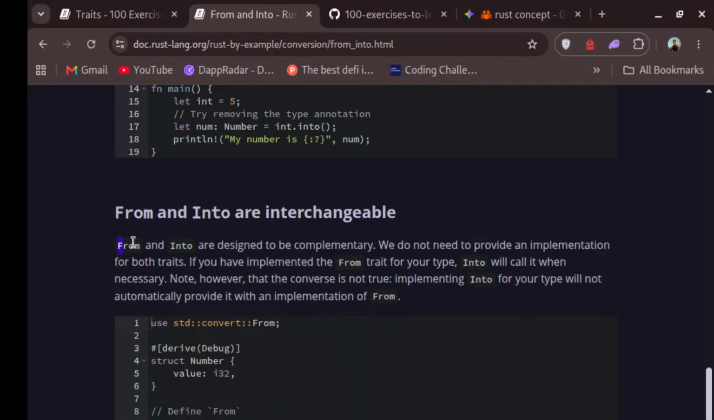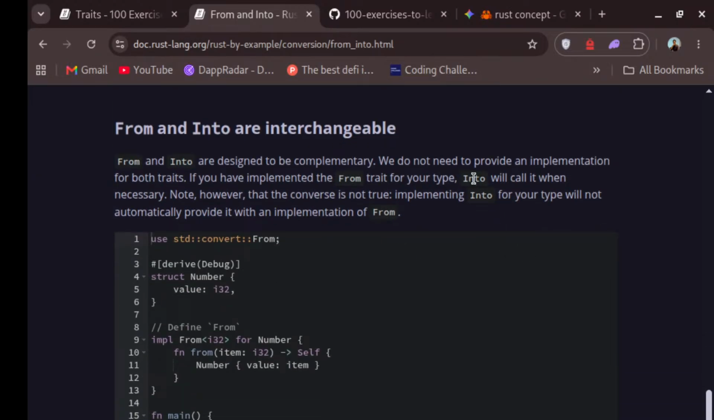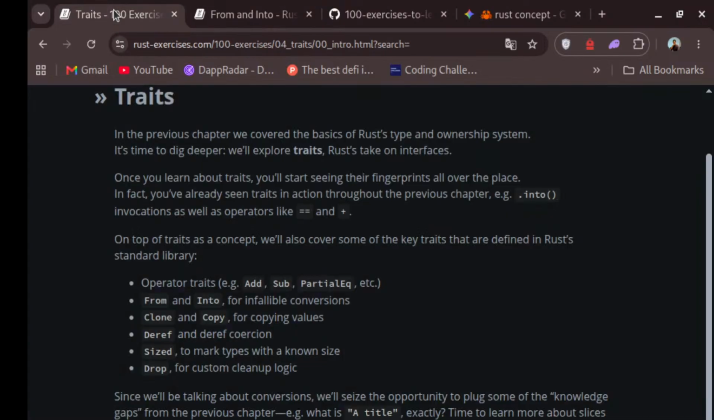From and Into are interchangeable. We can use From and Into as our design is complementary. We don't need to provide an implementation for both traits if you have implemented one. That means we can use either From or Into, so we should not focus too much on this part.